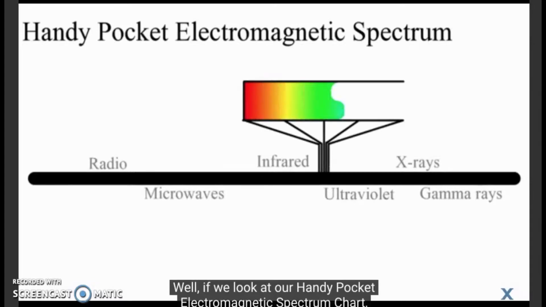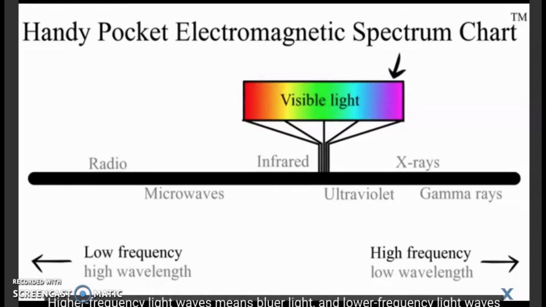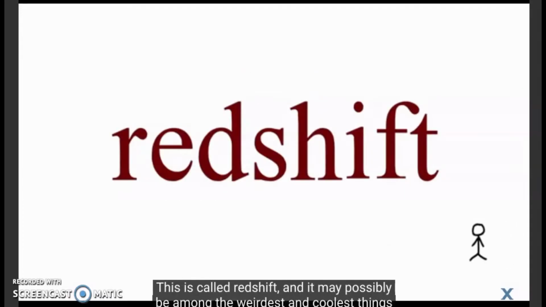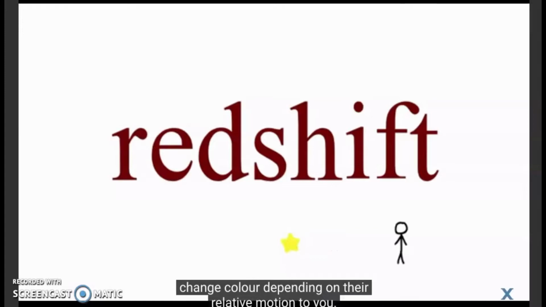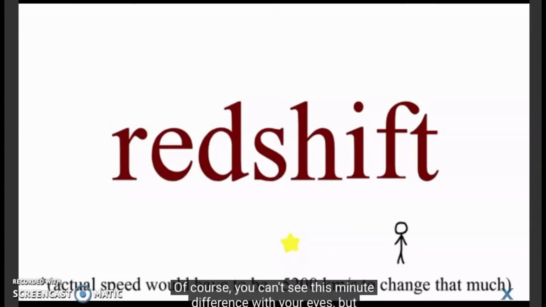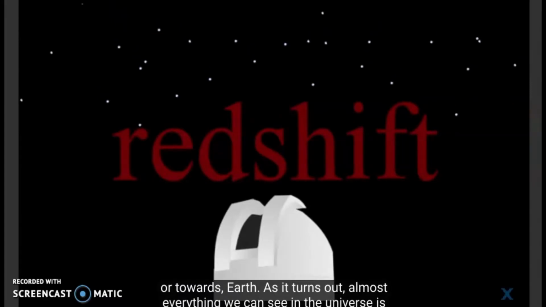Well, if we look at our handy pocket electromagnetic spectrum chart, we'll see that a small change in frequency for visible light will change its colour. Higher frequency light waves means bluer light, and lower frequency light waves means redder light. This is called redshift, and it may possibly be among the weirdest and coolest things of all time. Stars, or anything that you can see, change colour depending on their relative motion to you. Of course, you can't see this minute difference with your eyes, but astronomers with the right equipment can use this effect to tell whether stars are moving away from or towards Earth.